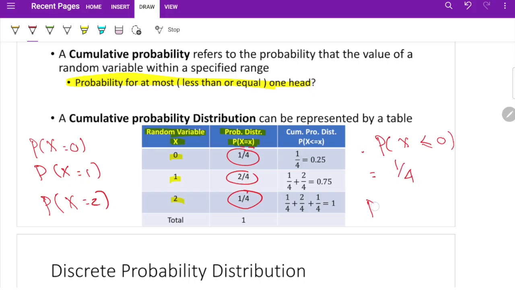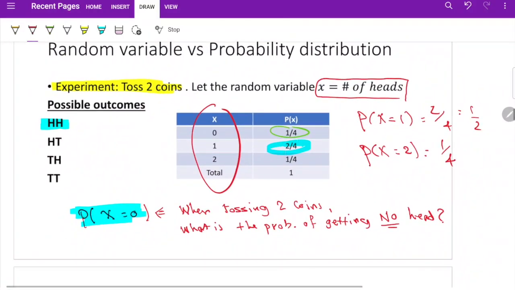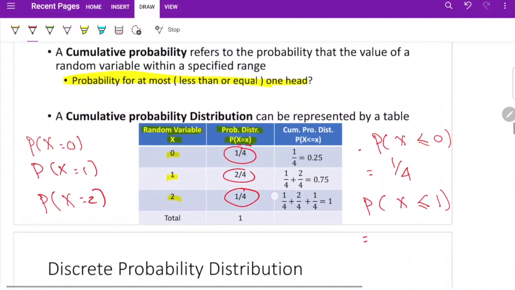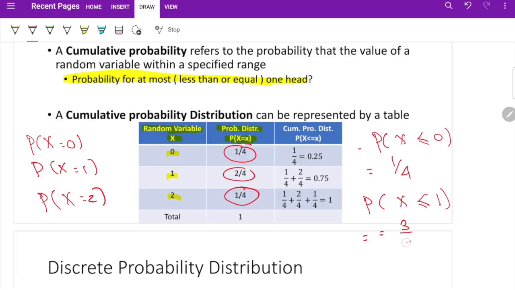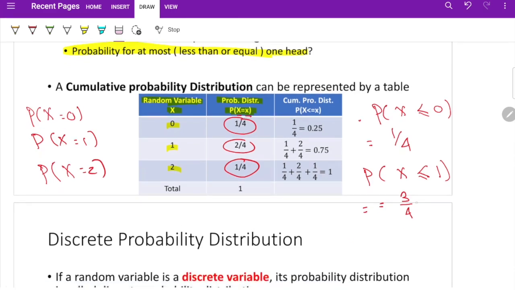The other one, what is the probability that X is going to be less than or equal to 1? What does it mean by this? It means that when tossing 2 coins, what is the chance that you are going to get 1 head or less than 1 head? The question says 1 head or less than 1 head, which is 0. So 1 head or 0 heads. So if you go back, which ones give 1 head? This one 1 head, this one 1 head, this one 0 heads. So we have 3 out of 4. So the chance of getting at most 1 head, this one actually can be written, look at that one.